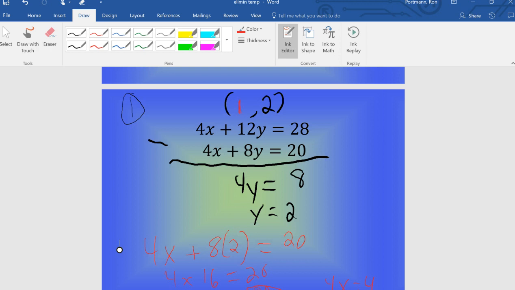All right, so your ordered pair would be 1, 2. If you plug a 1 in for x, and you plug a 2 in for y, 4 times 1 is 4, 12 times 2 is 24, and 24 plus 4 will give you 28. So the left-hand side will equal the right-hand side in both of the equations, okay? So what we did is we combined them together, and we did that using subtraction, all right?